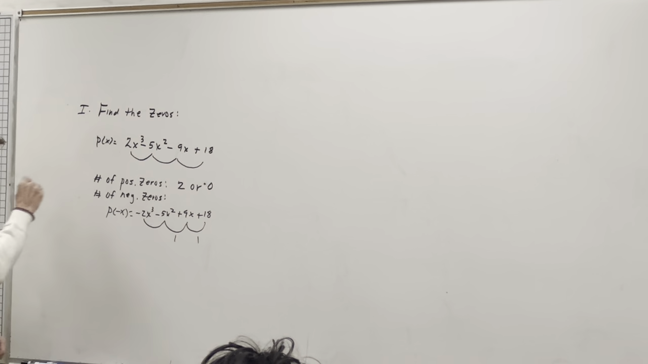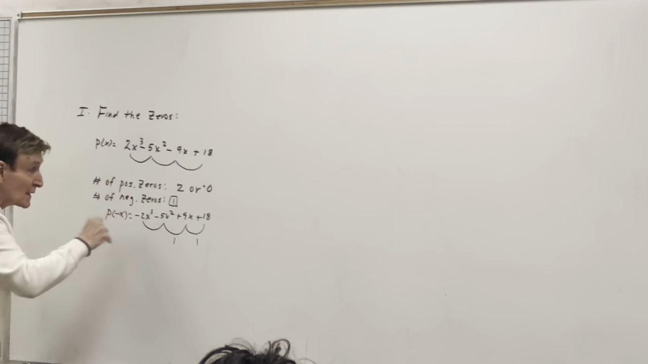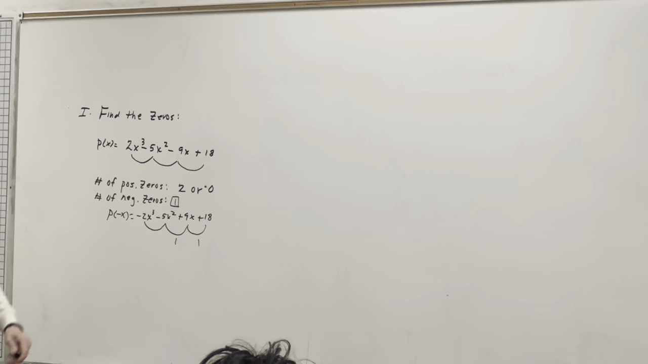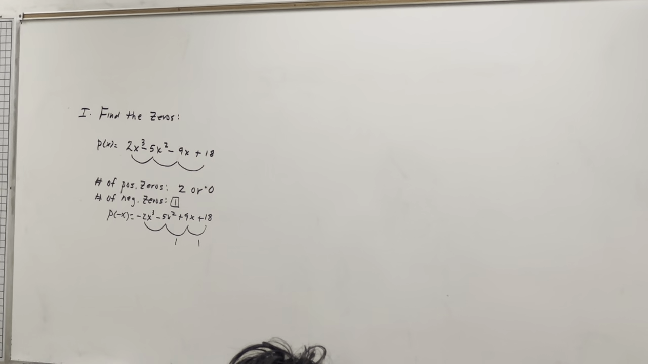Variations in signs: none here, 1 here, none here. So of those 3 zeros I'm expecting, we'll get 1 negative. So right there it tells you, when you start testing, you may want to test the negative possibilities first, and find that 1 negative is promised.